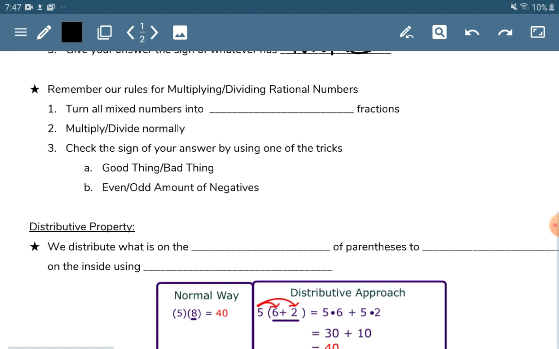Just recently, we've talked about multiplying and dividing rules. So one thing, if you're dealing with fractions, you want to make sure that you turn all of your mixed numbers into improper fractions before you multiply or divide them. You don't need a common denominator for multiplying and dividing, but you do need improper. Then regardless of whether you're doing fractions, decimals, or whole numbers, you're going to multiply or divide like normal. And you're going to check the sign of your answer by using one of the tricks we previously talked about, the good thing, bad thing trick, or the even odd amount of negatives trick.